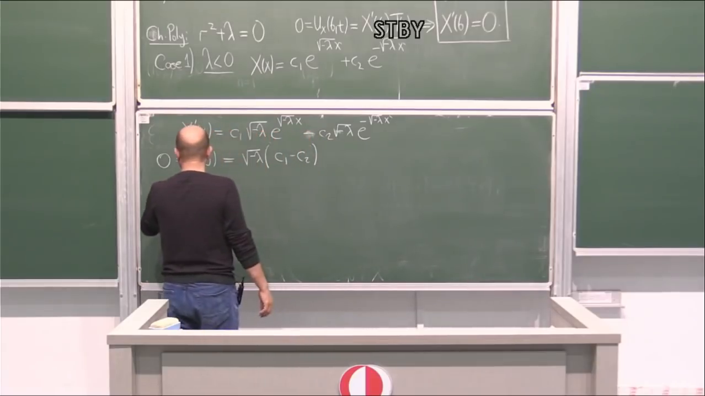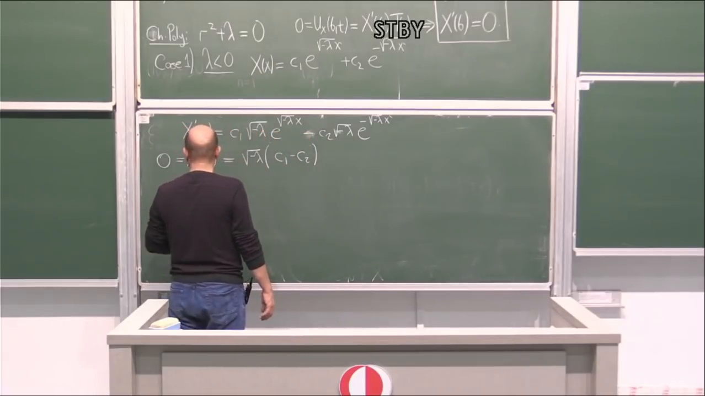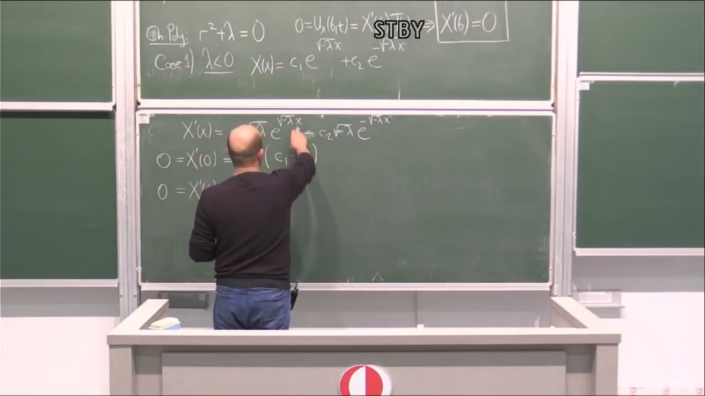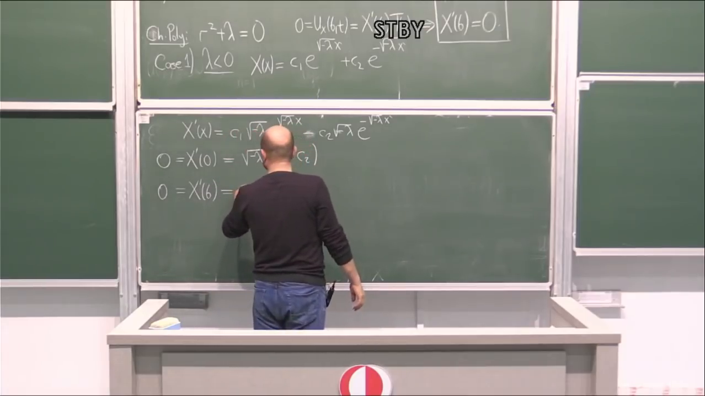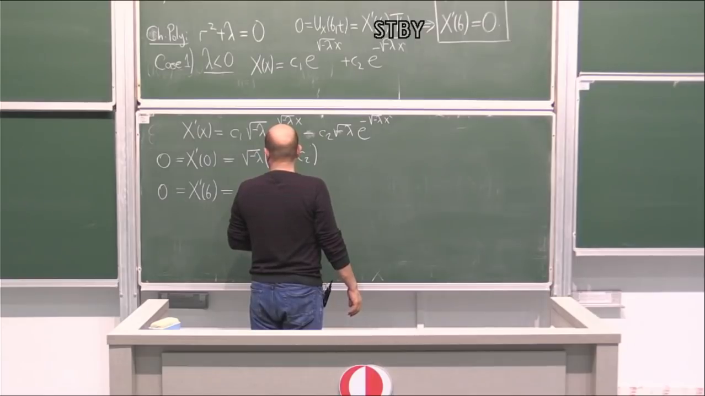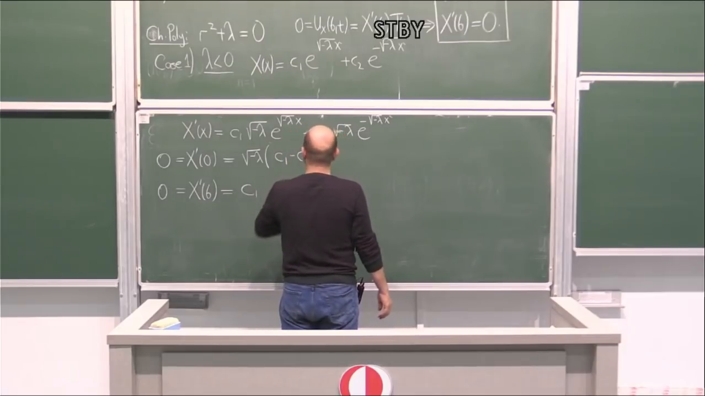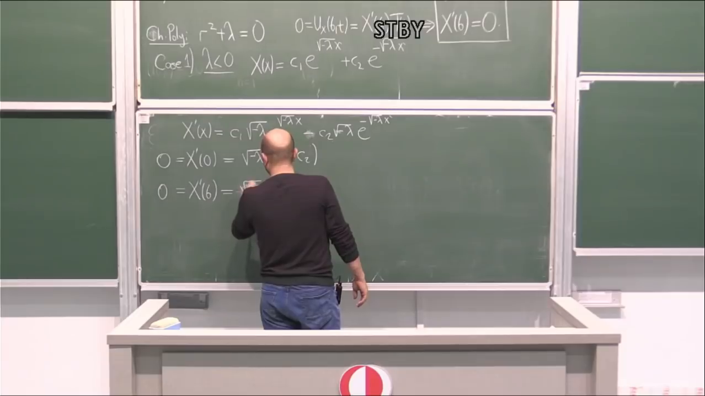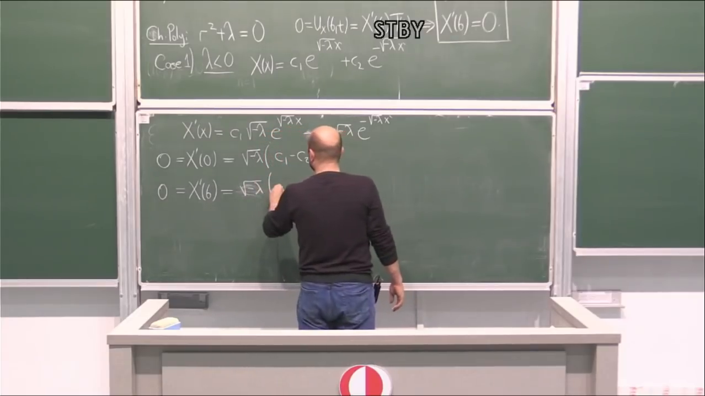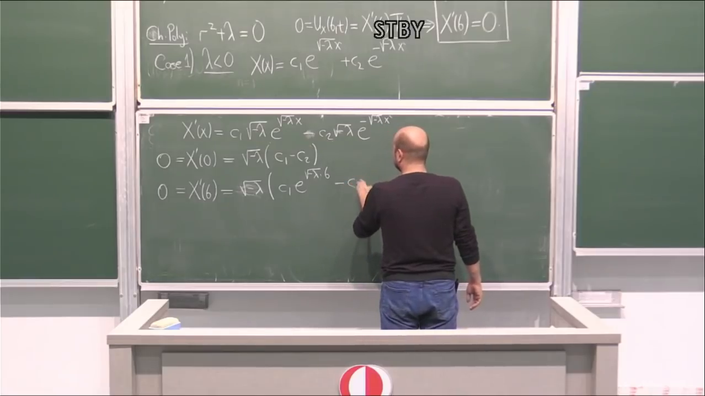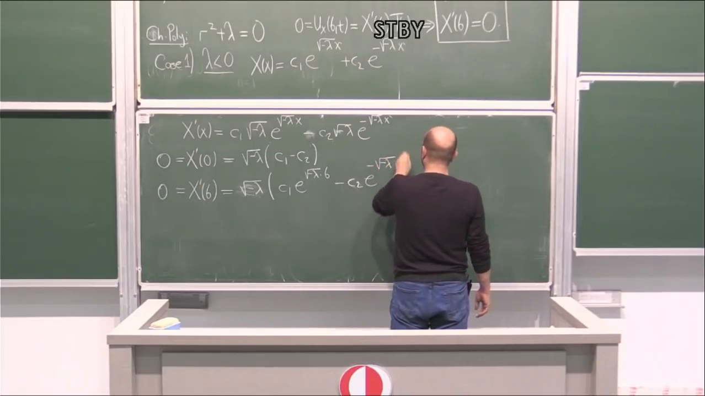Now, the second one tells x prime 6 must be 0. So if you plug in 6 here, again we will have this parentheses square root of minus lambda. Now at this time we will have C1 e to the square root of minus lambda times 6 minus C2 e to the minus square root of minus lambda times 6. This is what we have.